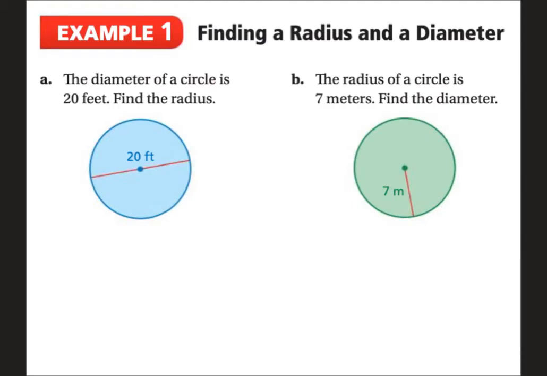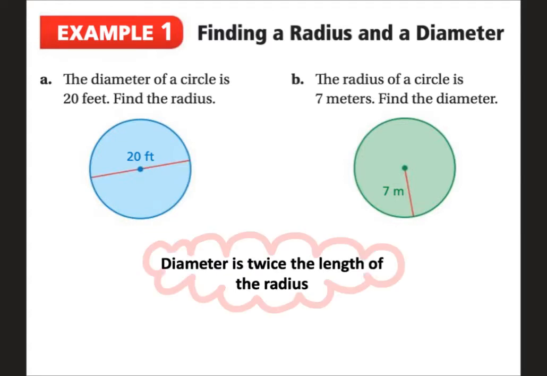In the first example, it says the diameter of the circle is 20 feet. Find the radius. We said earlier that the diameter is twice the length of the radius. Therefore, the radius is half of the diameter. So in this example, the radius will be 10 feet. In the second example, the radius of the circle is 7 meters. Find the diameter. Again, the diameter is twice the size of the radius. So what do you think the diameter is? That's right, it's 14 meters.